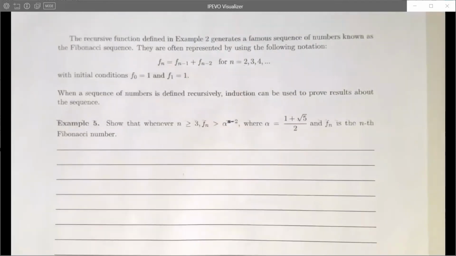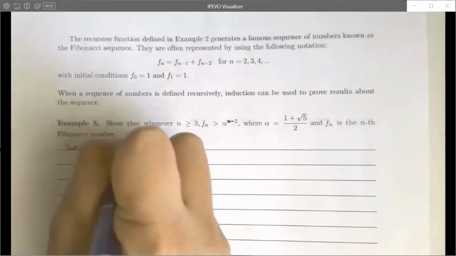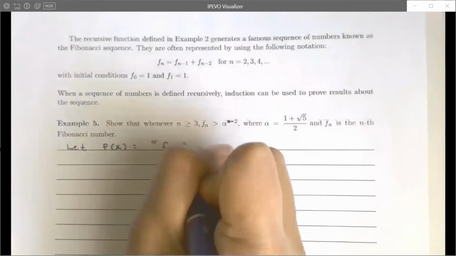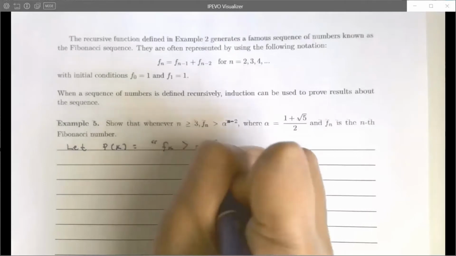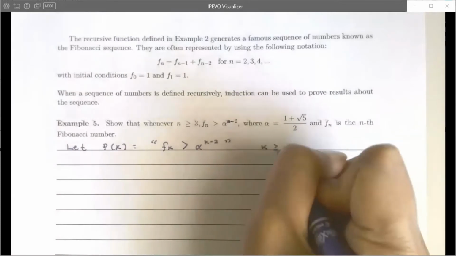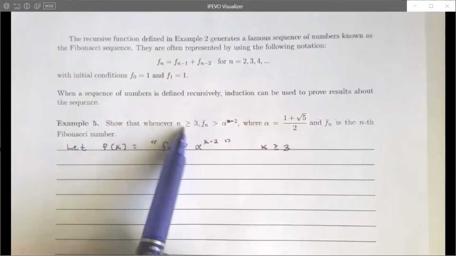Okay, so we are going to be using induction to help us prove this. I'm just going to start by writing the propositional function and its domain, and we'll look at the base case, and then from there we'll think about how to come up with the inductive step. And so first, we're going to let P of k be the statement that the kth Fibonacci number, f sub k, is greater than alpha to the k minus 2. And this is going to be evaluated at values k equal 3 or greater. Yes, because that's what they have for the statement, whenever n is greater than or equal to 3.